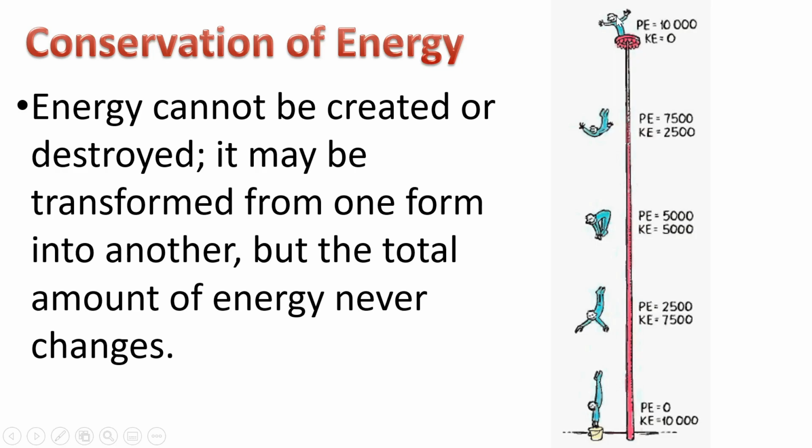Because the object starts at a certain height, the potential energy is at maximum, and since the object is at rest before it jumps off, the velocity is zero, so the kinetic energy is also zero. As the object moves downward, some of the potential energy is converted to kinetic energy until the object reaches the ground. Before it touches the ground, the potential energy is zero and the kinetic energy is at maximum. So the energy is just transformed from one form into another form.